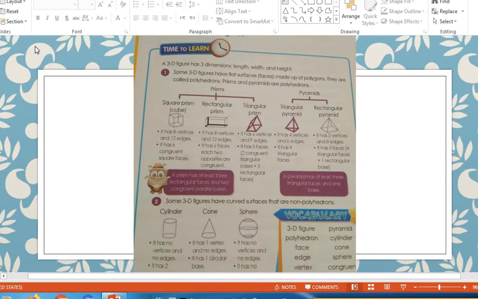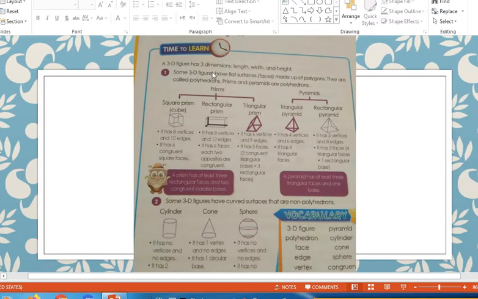Okay, in this lesson you will learn how to classify 3D figures. How can you classify a 3D figure? You can classify a 3D shape by the number of faces, the number of vertices, the shape of its faces, and whether it's a prism or a pyramid. A 3D figure has 3 dimensions. 3D means 3 dimensions: length, width, and height.